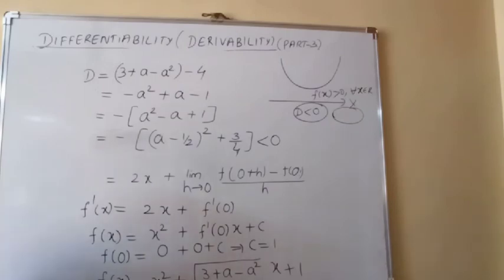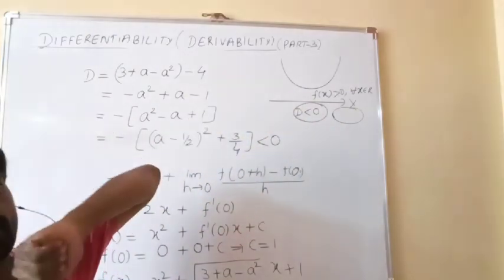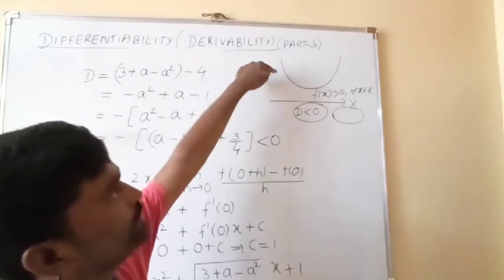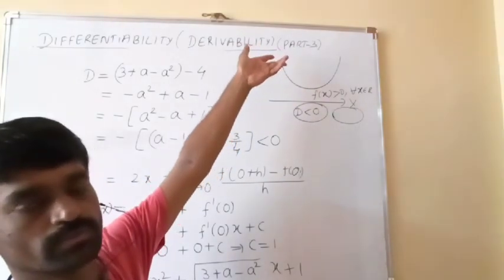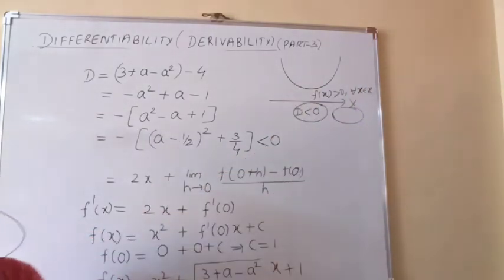So as the discriminant of this quadratic expression is negative and the x square coefficient is positive, the graph of f of x must look like this. So from this graph, what we can conclude? The function value is always positive. The value of the function is always positive for all x belongs to R. Therefore, f of x greater than 0 for all x belongs to R.